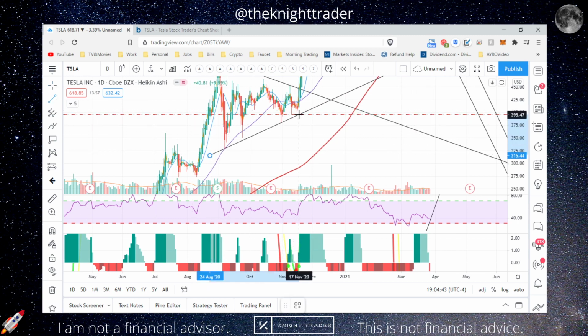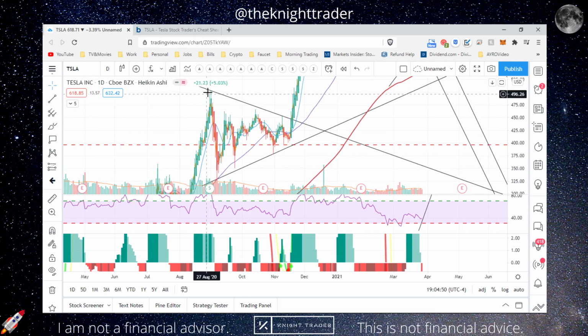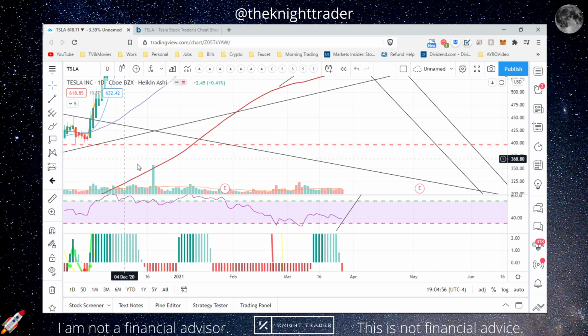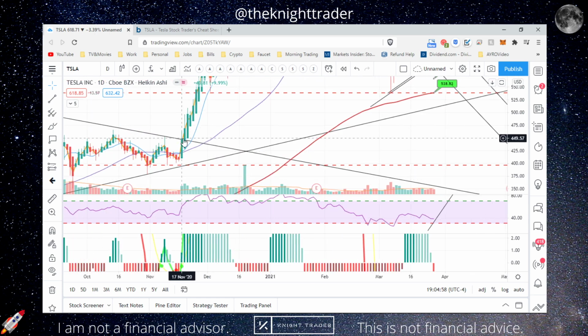Higher highs, higher lows. 1, 2, 1, almost 2. On the third, you could see right there. Look at that. I didn't even look at that candle when I drew this, and it stopped right there, wicked out, but then broke through.